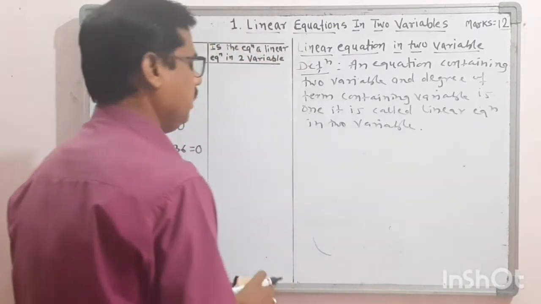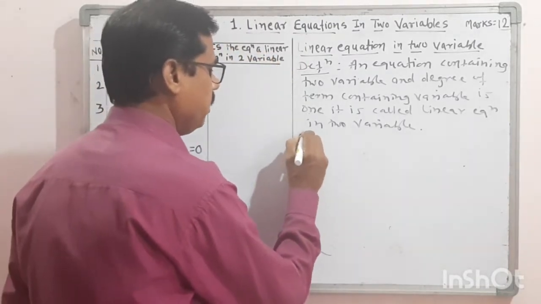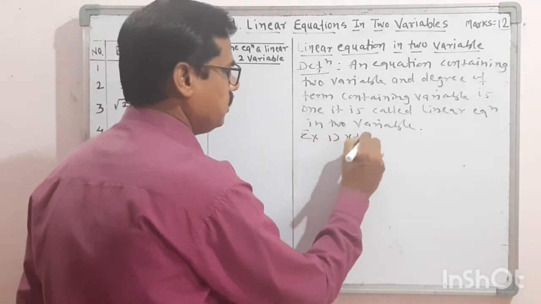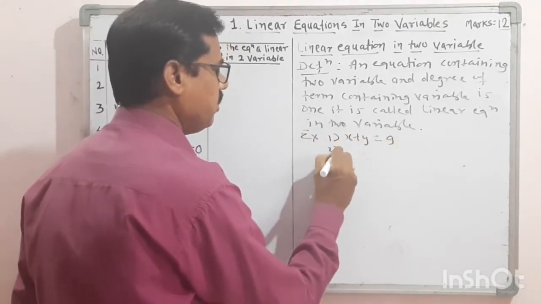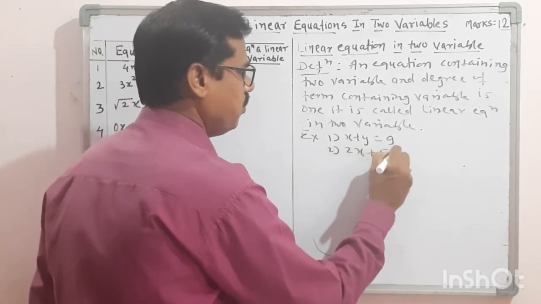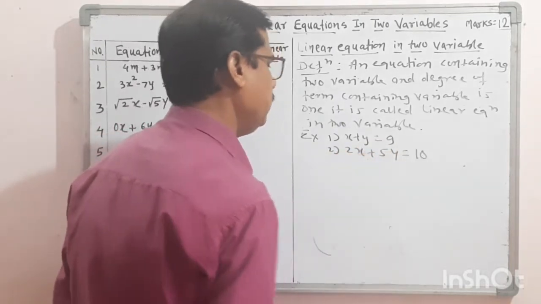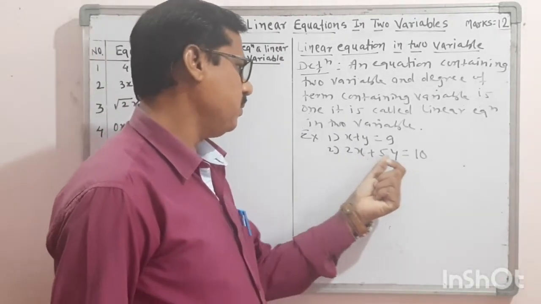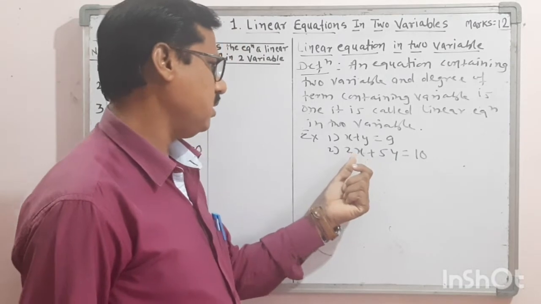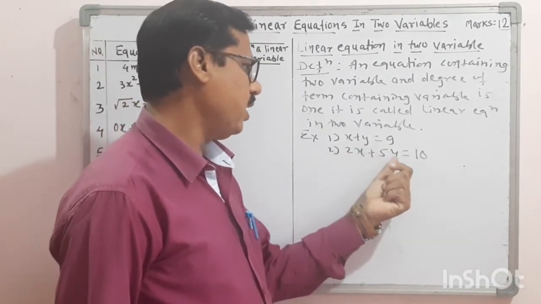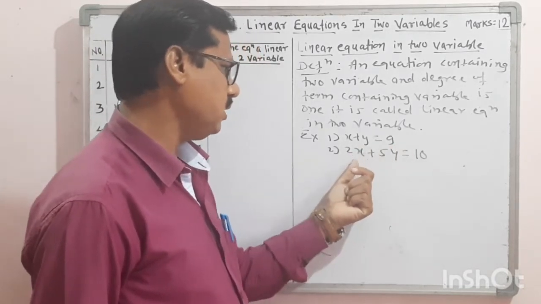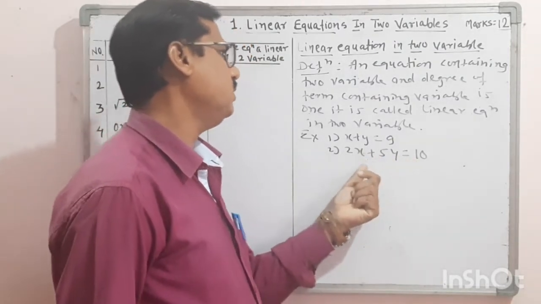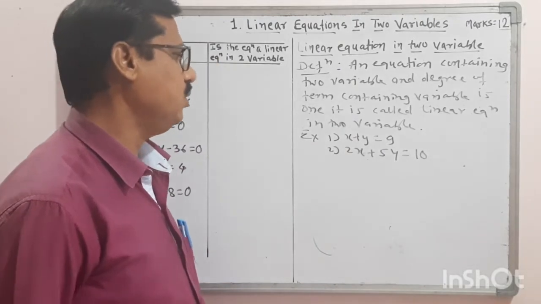For example, we have taken an example of a linear equation in two variables. First equation: x plus y is equal to 9. Another equation: 2x plus 5y is equal to 10. The equation contains two variables, and the degree of each is 1: x has power 1, y has power 1. 2x is one term, 5y is another term. Therefore, such type of example we call a linear equation in two variables.